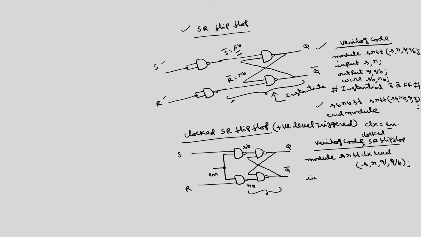Then of course, the same as this, input S, R, output Q, QB, wire SB, RB. Then you have to instantiate. I am directly writing SB RB FF, the same name that we gave in the last slide. Then this name I am calling SR flip flop clock, CLK level, you can give any name.